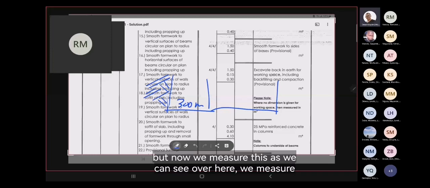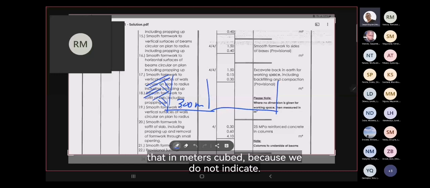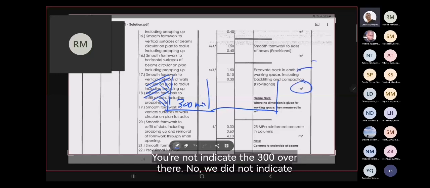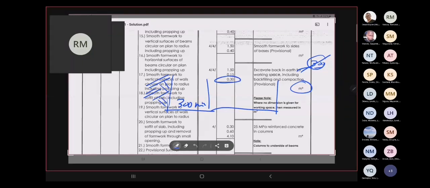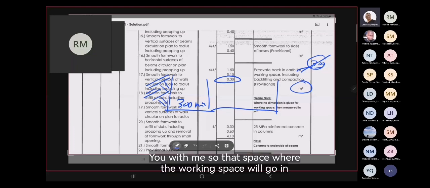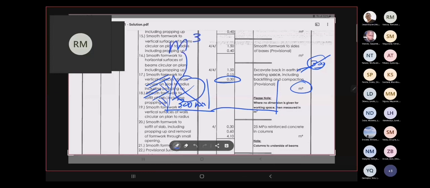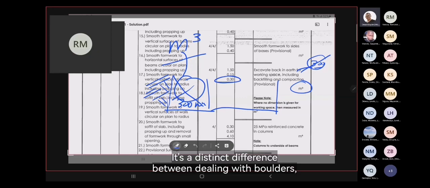But now we measure this, as we can see over here, in meters cubed, because we do not indicate the 300 there. That 300 forms part of my dimension that we have here in the working space. With me? So that space where the working space will go in will be measured in meters cubed. There's a distinct difference between dealing with builders' quantities and civil quantities.